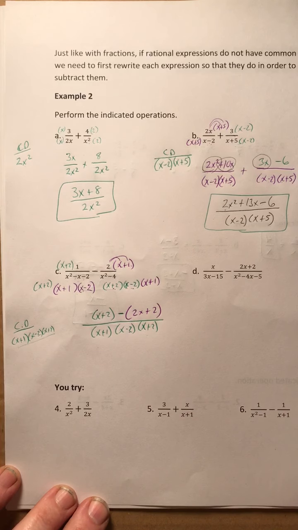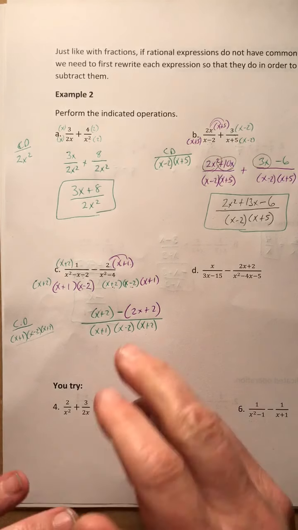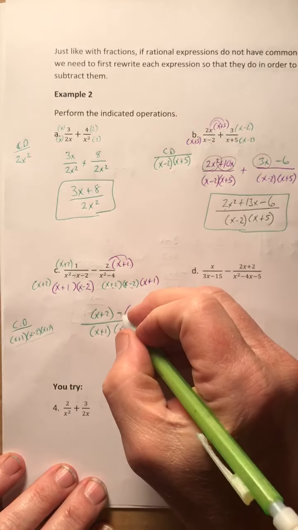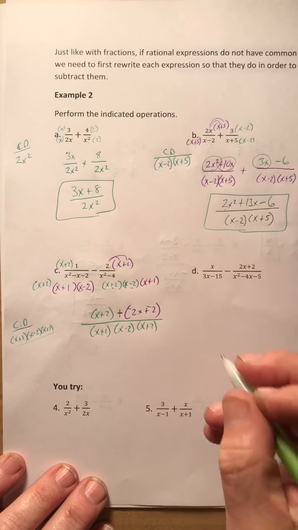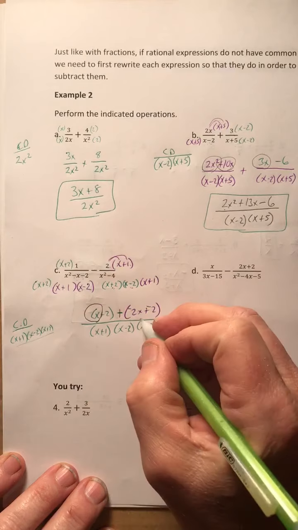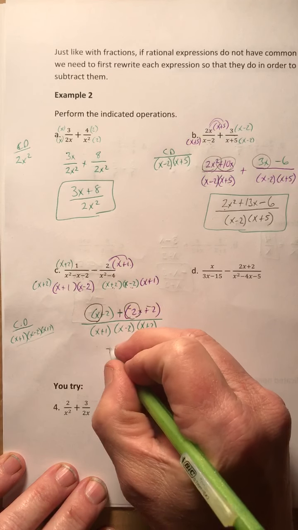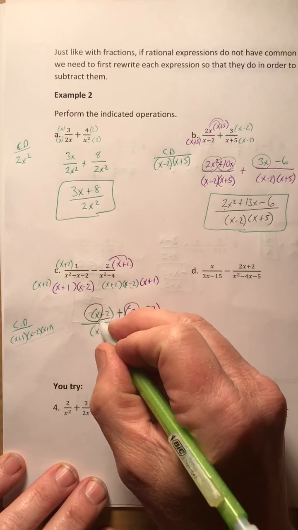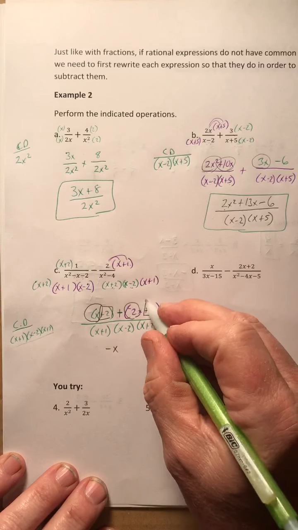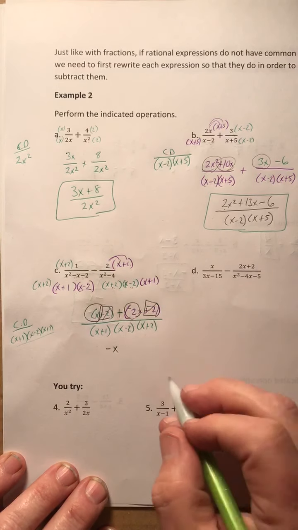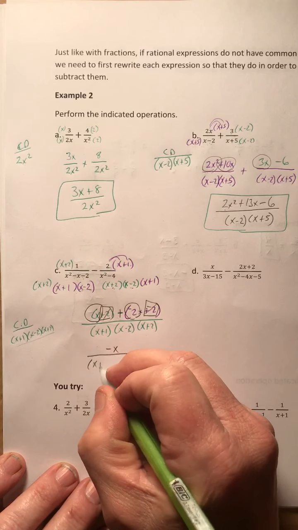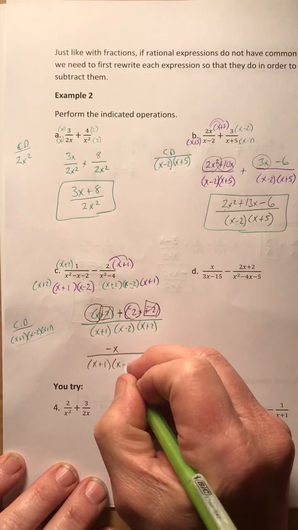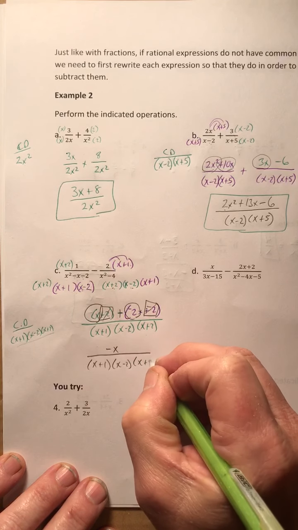Now we have to do our little trick because we've got a minus sign in between. So we've got to change this minus sign to a plus sign and make these the opposite. And then combine like terms. So we've got a positive x and a negative 2x, which gives us a negative x. We've got a positive 2 and a negative 2 and they cancel out. So it's just negative x over x plus 1, x minus 2, and x plus 2.